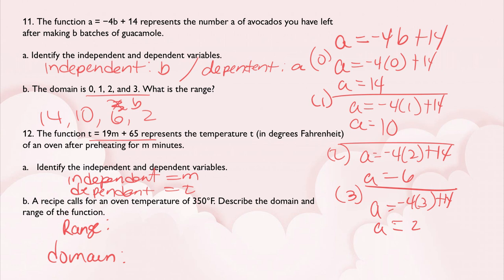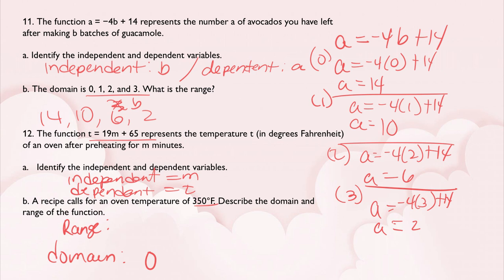Now it tells me a recipe calls for an oven temperature of 350 degrees Fahrenheit. Describe the domain and the range. Let's look at the domain first, because normally with domain, where do you start? Don't you normally start at 0? Is your oven already preheated? You're going to start at 0. So that means your independent is going to start at 0.